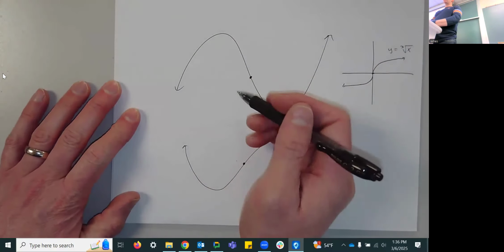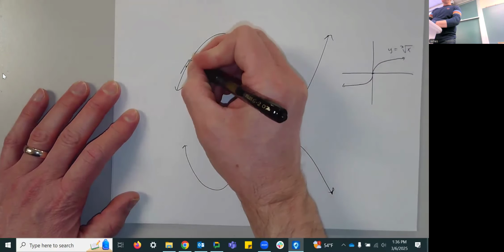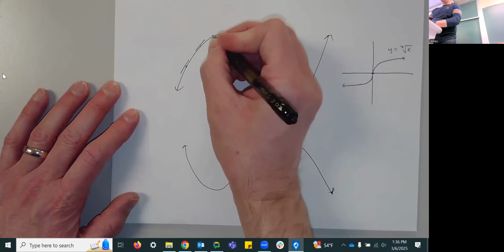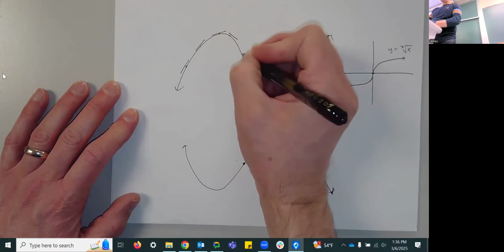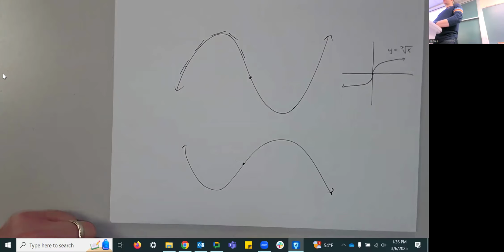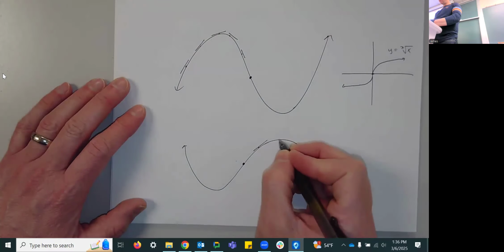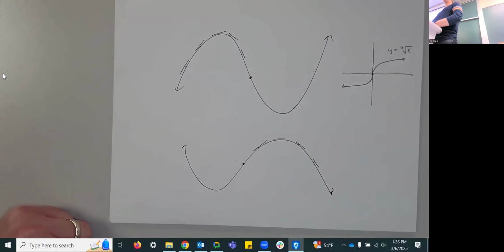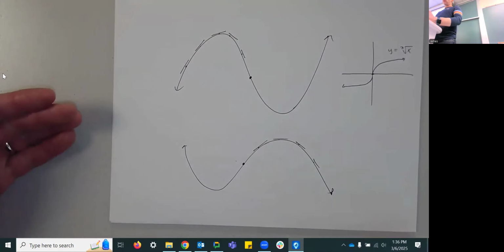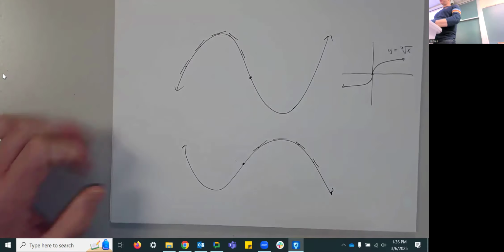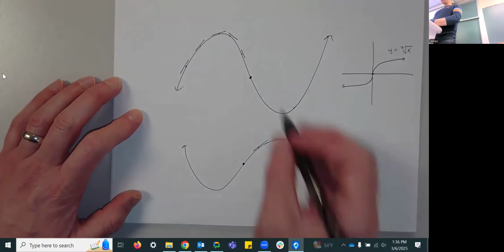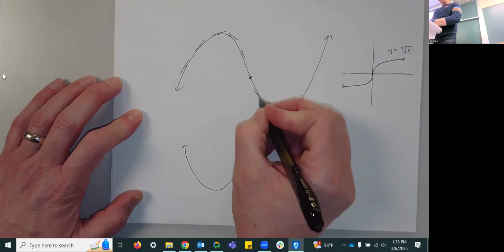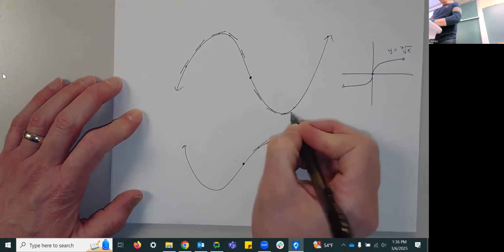Concave down. Whenever I draw a tangent line and the function is concave down, the tangent line is always above the function. And similarly, or conversely, if the function is concave up, any tangent line is going to live below the function.